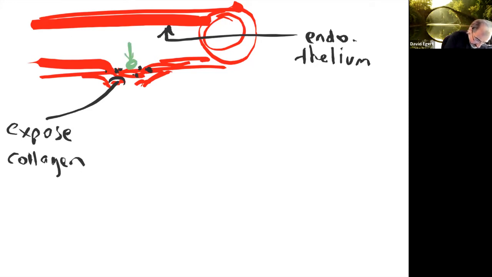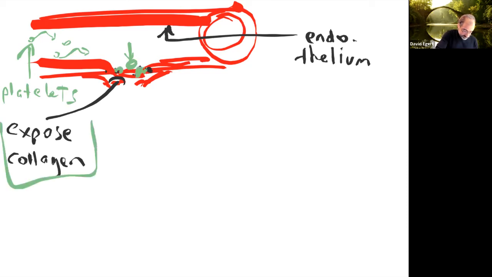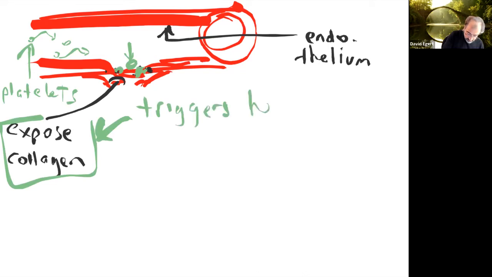So normally the platelets are just bouncing around, doing their thing. These are my little platelets. I'll make them green here. But now they see this collagen. This is going to trigger hemostasis. There are a number of steps to this, so I'm just going to give you step by step what happens when the platelets are exposed to collagen.